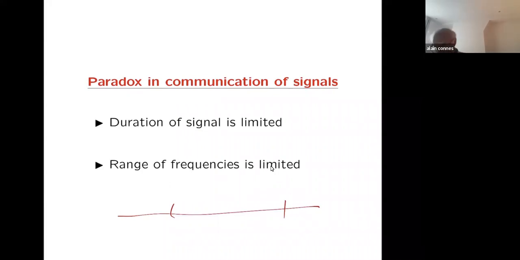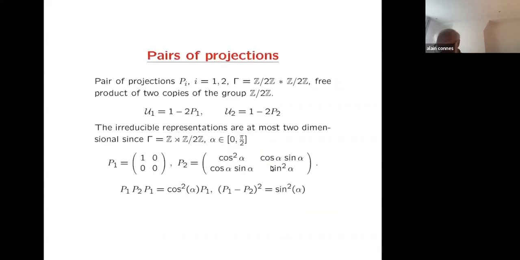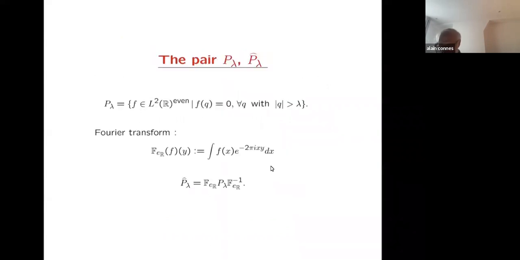But we know from elementary analysis that if you have a function with compact support, its Fourier transform is holomorphic, so it cannot have a compact support. But what Slepian and his collaborators did, they studied this pair of projections, the one I just talked about. They took different values for the space cutoff and the momentum cutoff, but this has no relevance.